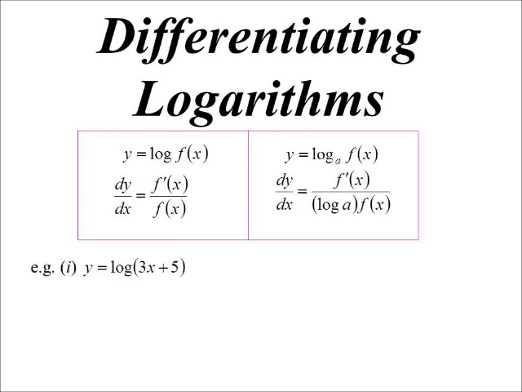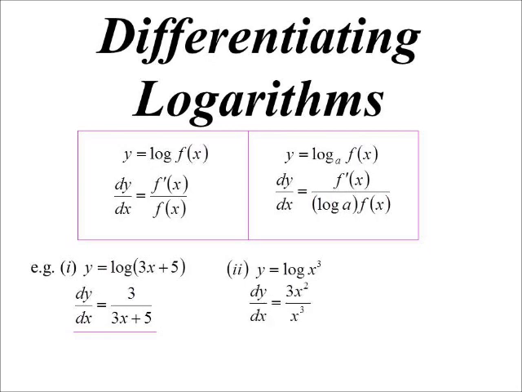So to differentiate something like this, log of 3x plus 5, you differentiate 3x plus 5 and get 3, very good, 3. And put it over the original function and there it is, 3 over 3x plus 5. Log of x cubed then would be 3x squared over x cubed, which can tidy up to be 3 over x.